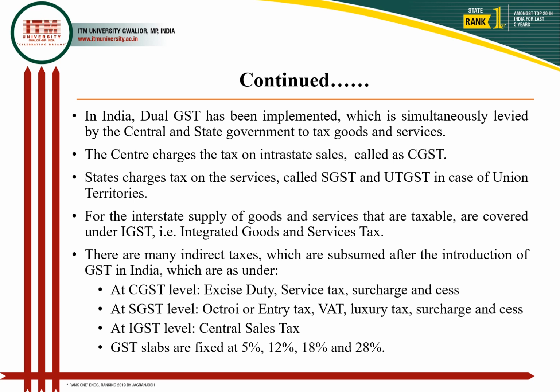And there are many indirect taxes which have been subsumed under the GST once it was introduced, like at CGST, excise duty, service tax, surcharge and cess have been added. At state GST, octroi, entry tax, VAT, luxury tax, surcharges and cess have been included, and at IGST, central sales tax has been included. Right now the GST slabs have been fixed at 5%, 12%, 18% and 28% categories.